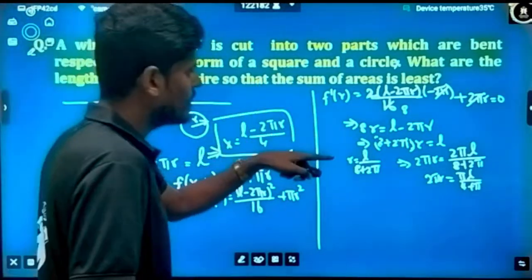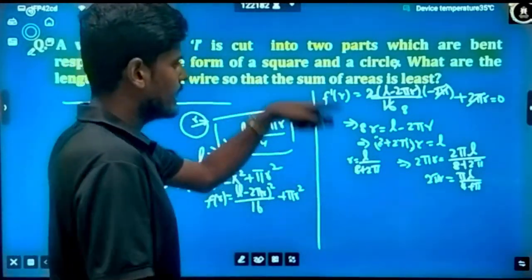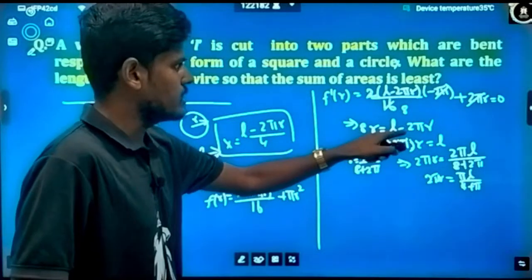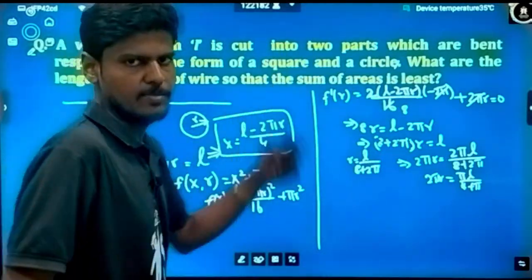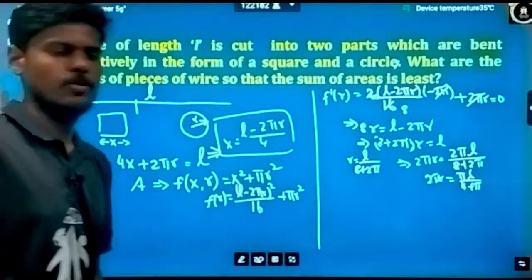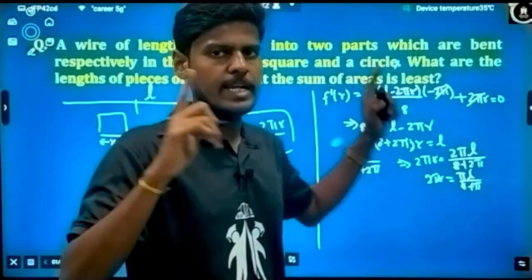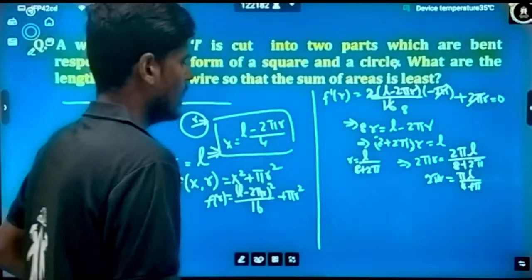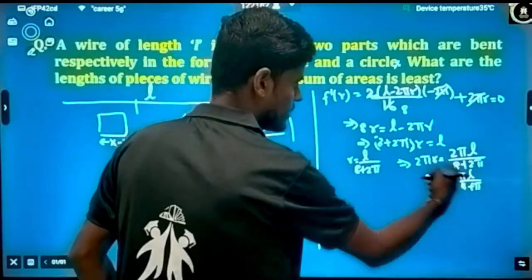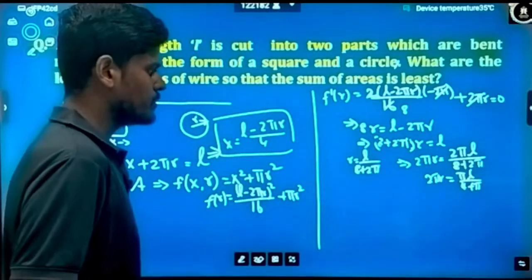Now we have to find the double dash, the double derivative, and check if it is negative or positive, so that this value will be a maximum or minimum. Right now I am not doing this second derivative. We will see that with the solution. Now the 2 pi r circular region is pi L by (4 plus pi).